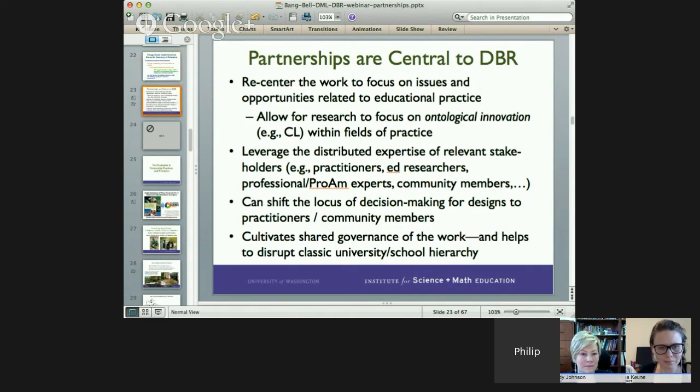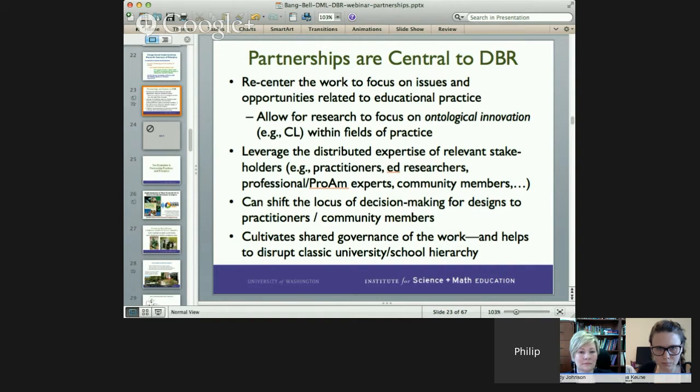So this is a bit of, I think, the partnership dimension now. We're going to transition to the examples. Partnerships clearly recenter the work off of research-driven initiatives to focus on issues of educational practice. As Megan was saying, they allow for the identification and study of ontological innovation, and you can think of connected learning phenomena as being a version of that too, to understand new ways of arranging for learning and to study that in ways that are novel from the theory point of view.